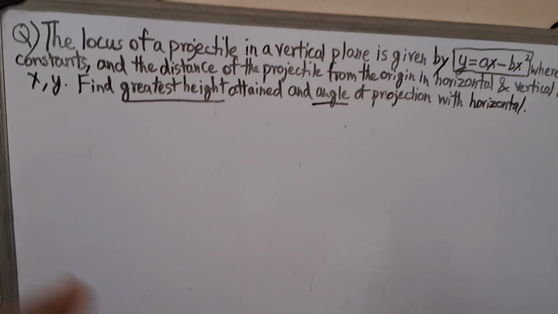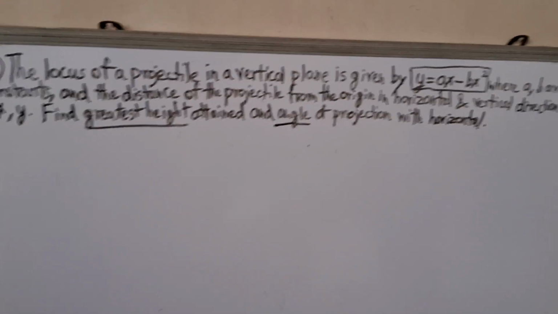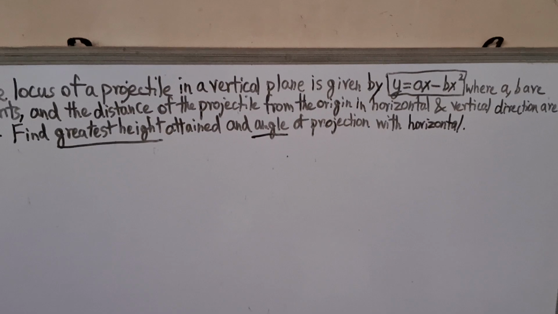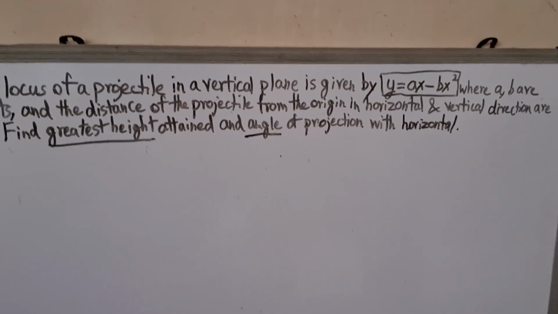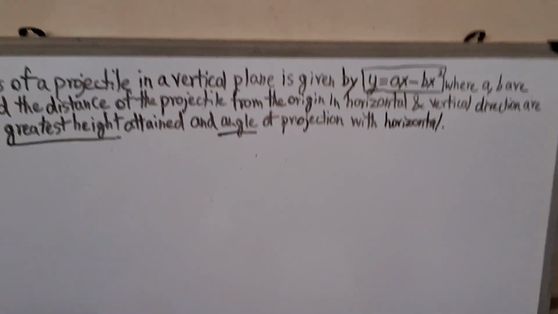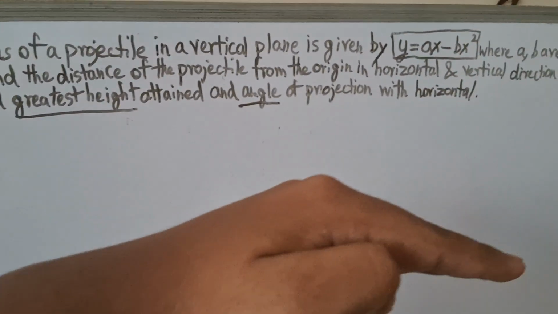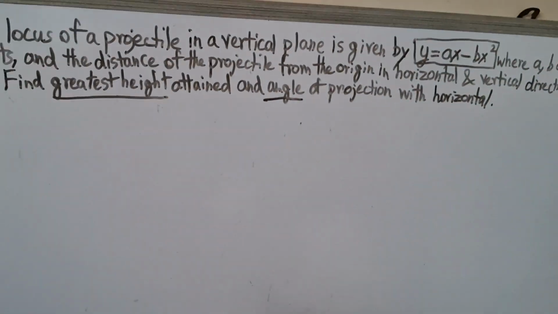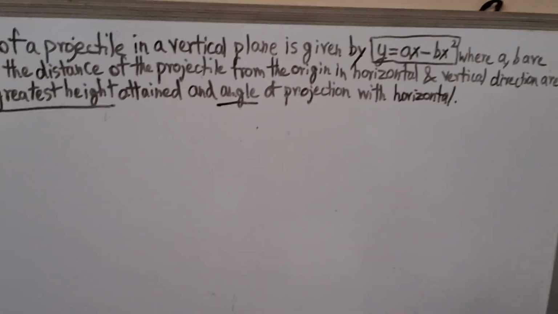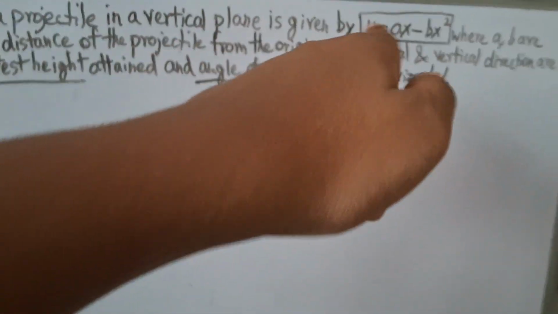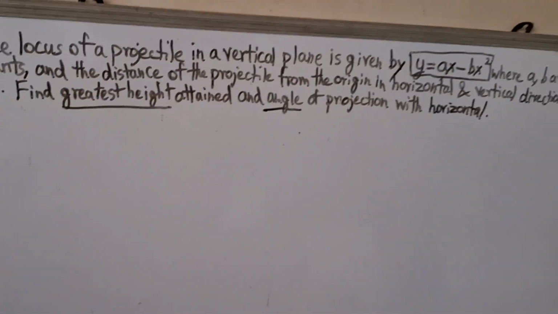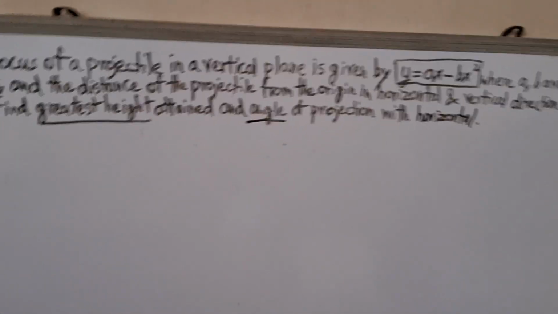The locus of a projectile in a vertical plane is given by the equation y equals ax minus bx squared, where a and b are constants. Along the horizontal, the distance is x, and along the vertical, it's y. So we have been given both, y, that is the vertical, and x, that is the horizontal. Our job is to find the greatest height attained and the angle of projection with the horizontal, right?